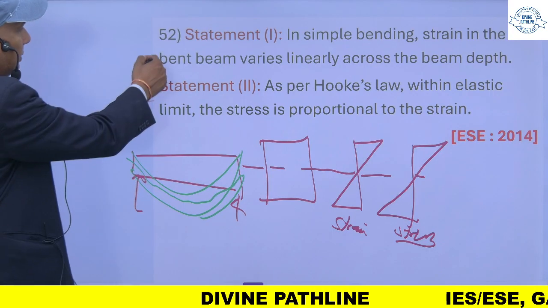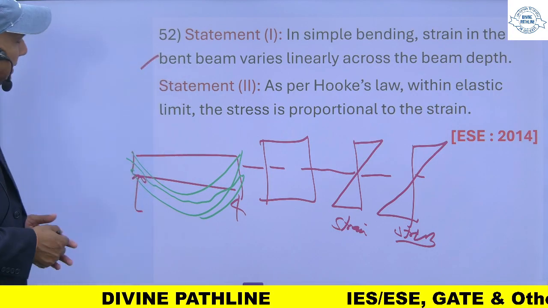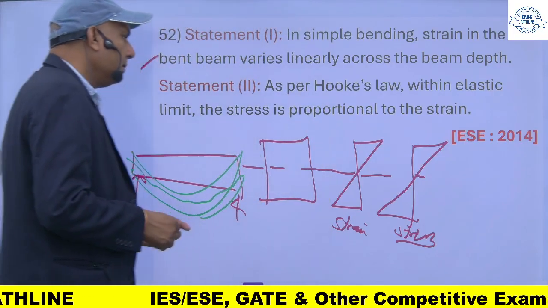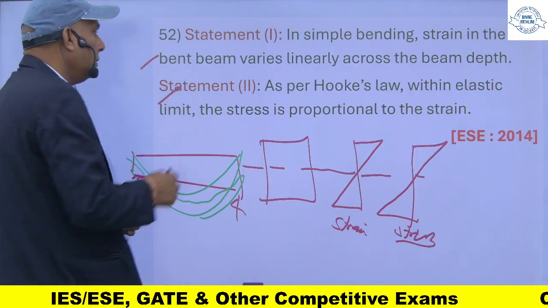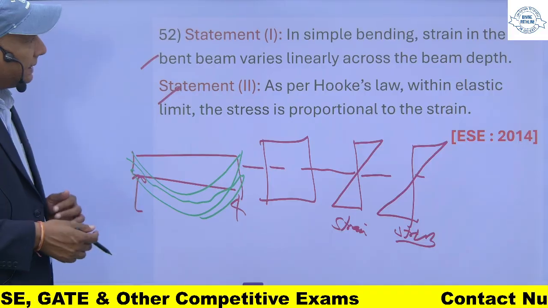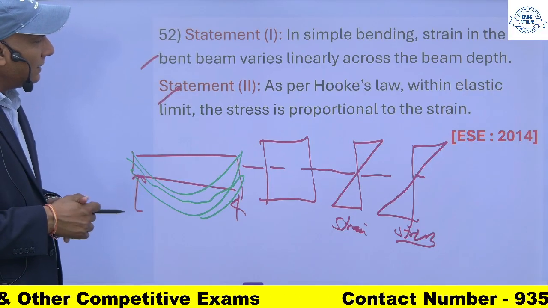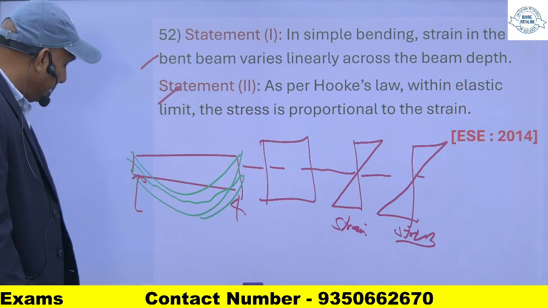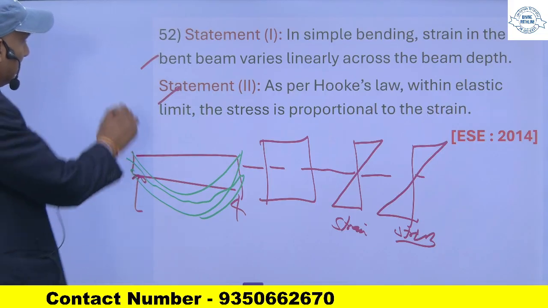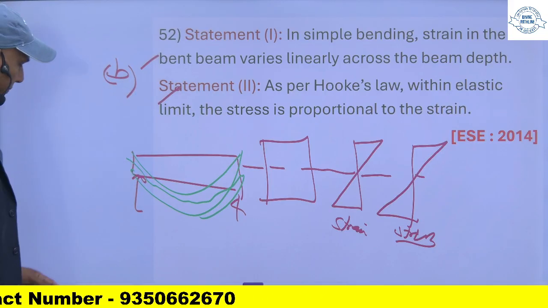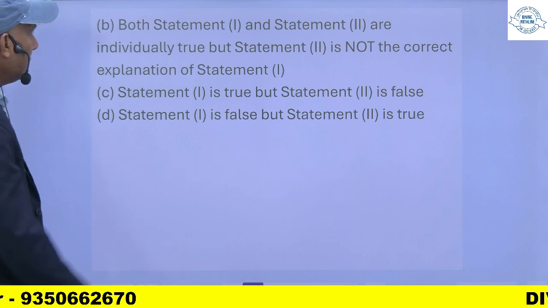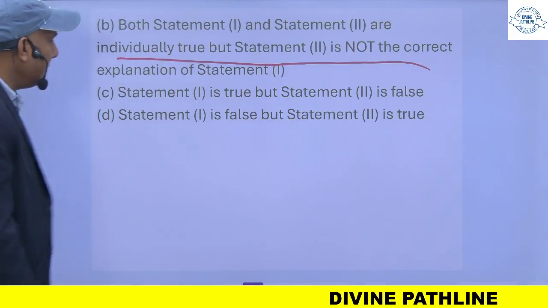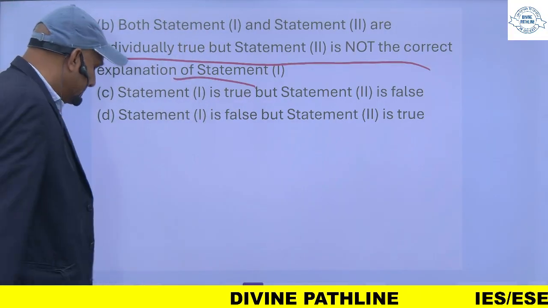This is okay. As per Hooke's law, within elastic limit, the stress is proportional to strain. This is also okay. But both are not connected to each other. So both are correct, but B is not the correct explanation of A. The option will be B. Both statements are individually true, but statement 2 is not the correct explanation of statement A. So B is the option.